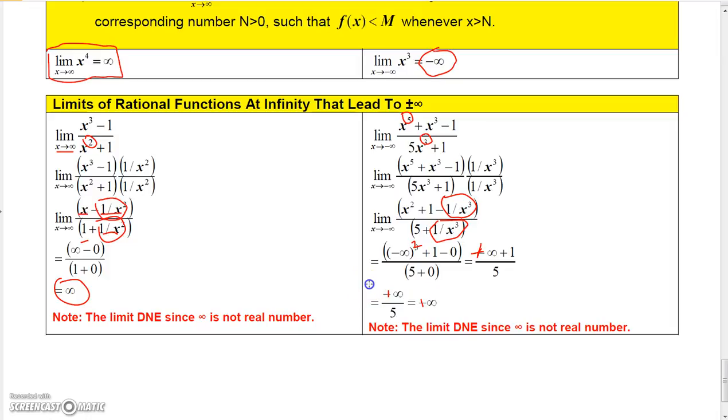So if you graph these, you'll be able to see that this function, as x goes to negative infinity, is going to just increase without bound. And this function, as x goes to positive infinity, is going to increase without bound. Okay?